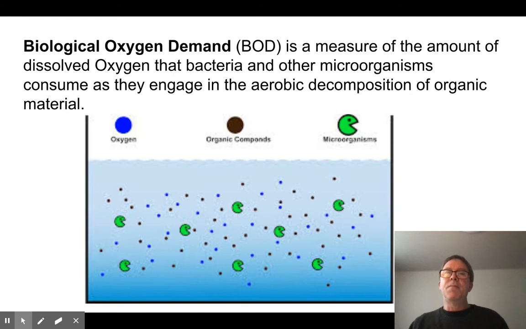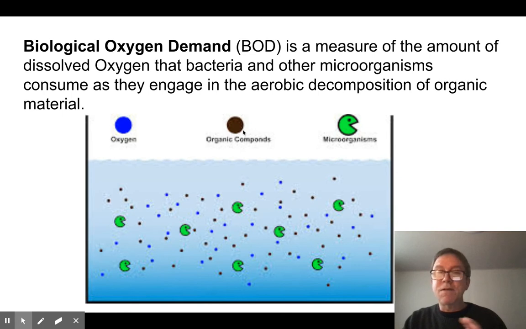Now let's talk about biologic oxygen demand. It takes a little bit to get your head around this one, so we'll just call it BOD. Basically, we use it as a way of measuring the amount of dissolved oxygen that bacteria or other microorganisms consume as they engage in aerobic decomposition. So the idea is you have organic compounds in the water, which are causing it to be turbid, and then microorganisms are going to eat these particles.